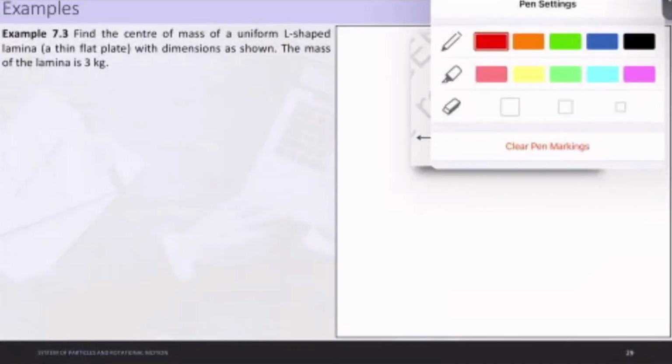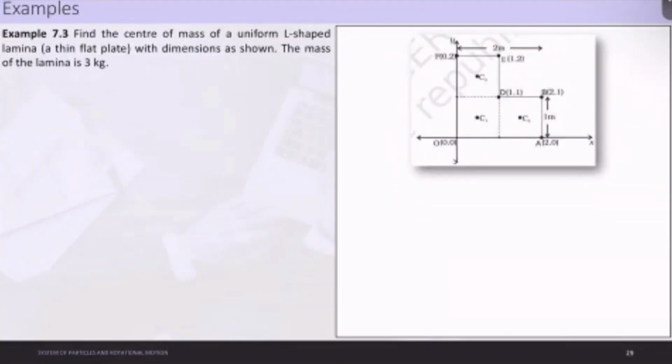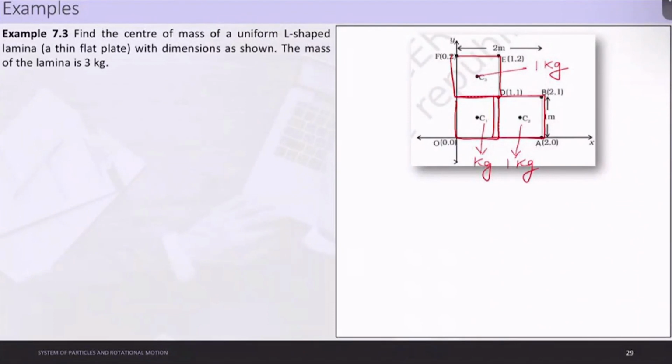Now look at this diagram very clearly. Let us assume that I divided this complete lamina into 3 different areas. The first is this area, second is this area, and third is this area. As it is divided into 3 equal squares, each of them has the same mass, which is 1 kg. Next, what will be the center of mass of each of these?